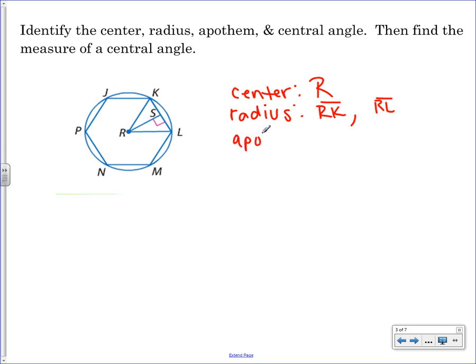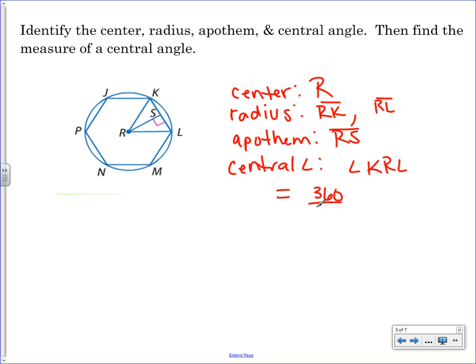Apothem, where is our apothem? Line segment RS. Everybody good? And then name the central angle, angle KRL, and then we're going to figure out what it is. Before I do that, did I lose anybody up there with naming everything? Okay, so we're going to do 360 divided by what? 6, which is 60 degrees. Each of these central angles, this angle here, it is 60 degrees. Pretty easy for that part, right? Anybody still need that?